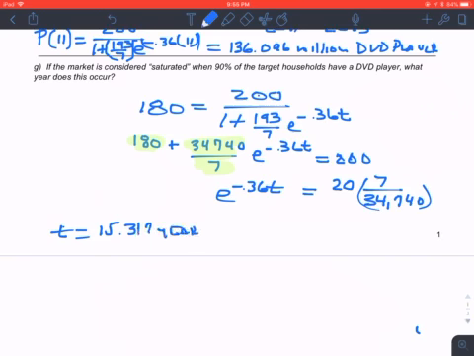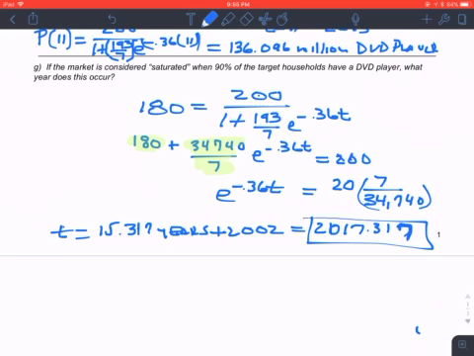Well, you remember 0 represented 2002, so I have to add 2002 to that, and I get 2017.317. So if you really think about it, that's probably right around April or late March of 2017. Okay, hope this helps. Thanks. Bye-bye.